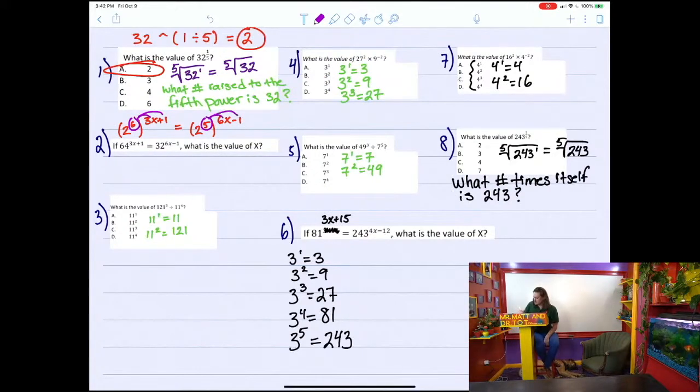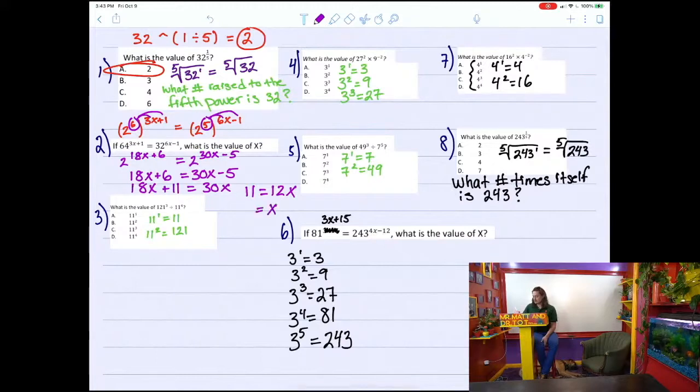So we're going to have 2 raised to the 18x plus 6 power is equal to 2 to the 30x minus 5 power. Now we have common bases raised to exponents on opposite sides of an equal sign, so we can drop the base and equate the exponents. So this is going to turn into 18x plus 6 is equal to 30x minus 5. If I add 5 to both sides, then I'm going to have 18x plus 11 is equal to 30x. If I subtract away 18x on both sides, then I'm going to get 11 is equal to 12x. Dividing by 12 to solve for x, x is equal to 11/12.